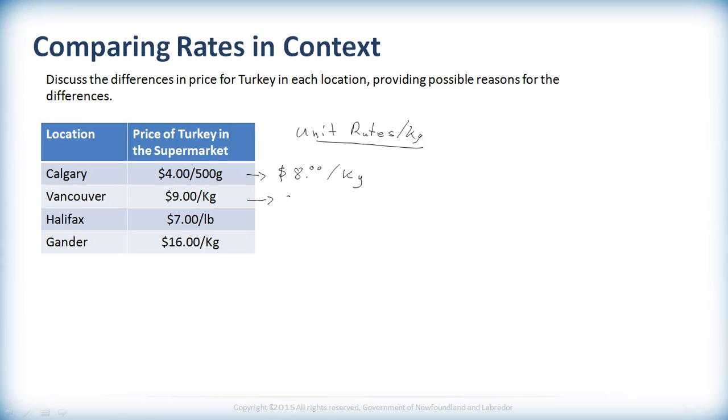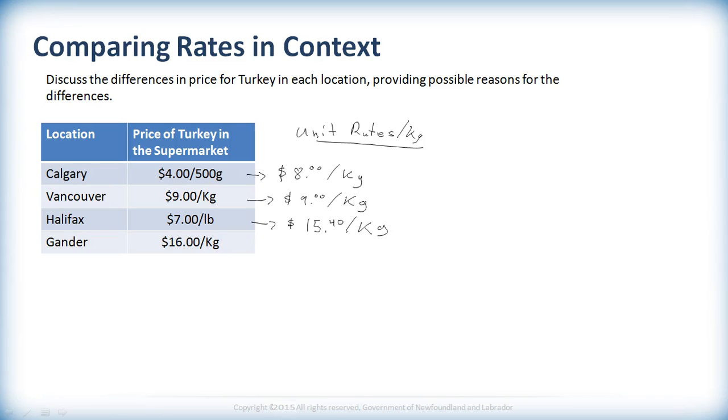Good people of Vancouver have already given us our nice unit rate. Thank you, Vancouver. Nice town when it's not raining 2 or 3 days a month. And Halifax, $7 per pound for a turkey in Halifax. So I think there's about 2.2 pounds in a kilogram if we're doing that rough conversion from weight to mass. So 2.2 pounds of that stuff would cost us $15.40. Oh, the expensive turkey for the Haligonians.